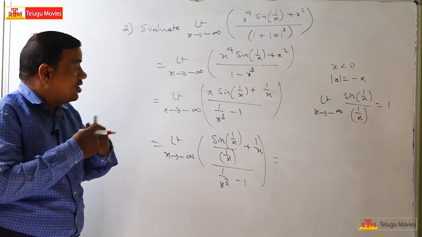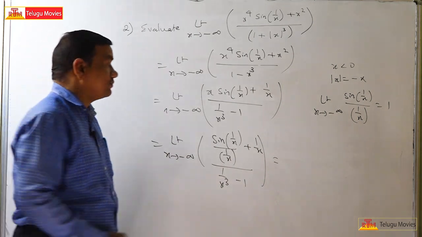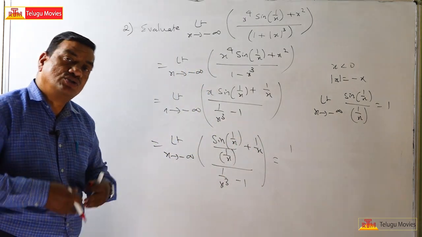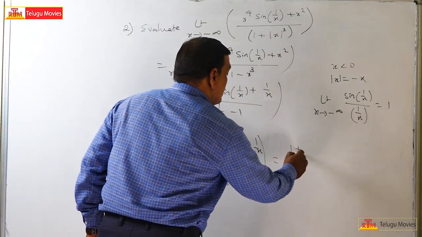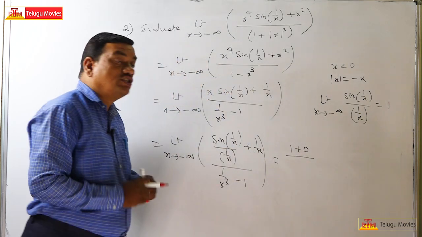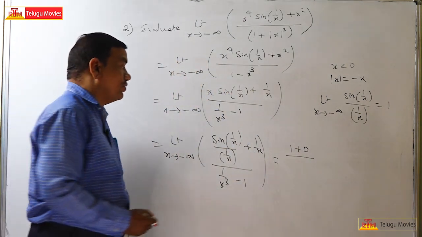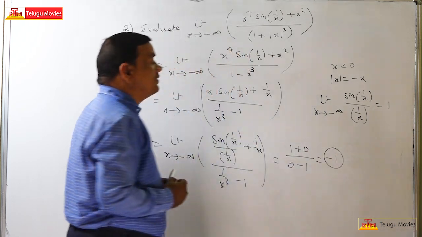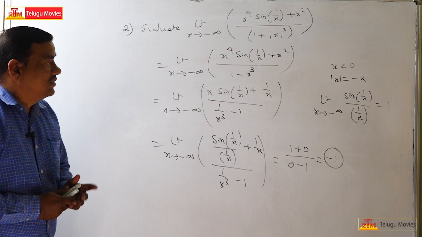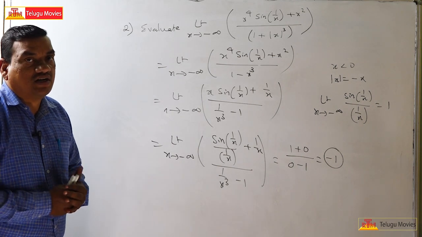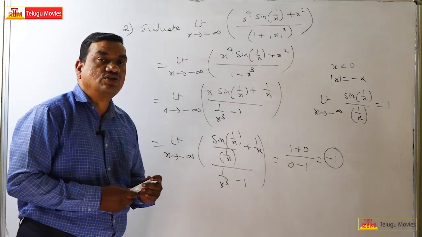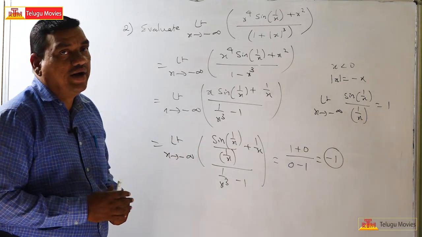As x tends to minus infinity, sine of 1 by x upon 1 by x tends to 1, and 1 by x approaches 0, so this is 1 plus 0. Also 1 by x cube approaches 0. So it is 1 upon 0 minus 1, and on the whole, minus 1 is the correct answer. Understand? Very nice problem. I hope you understand this solution. Let us move to the next problem.